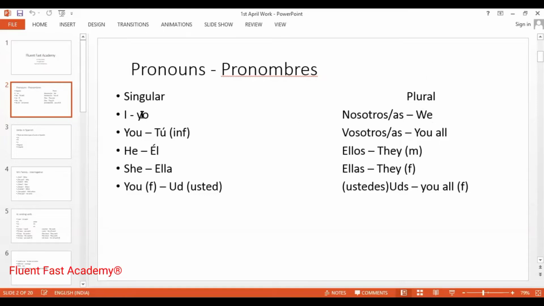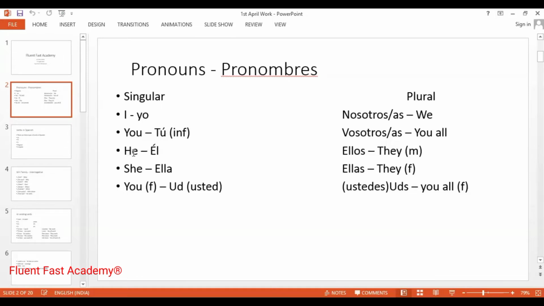Plural. Okay. So I means yo. You means tú, and you can see that in tú we have an accent, right? Yes. And this tú we use for informal conversation, for example, you're talking to your friend, your siblings, colleagues. Yes. So this is tú. Like in Hindi we use, right?